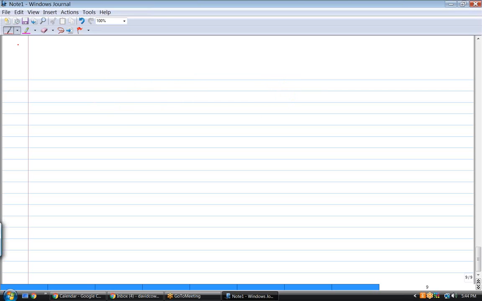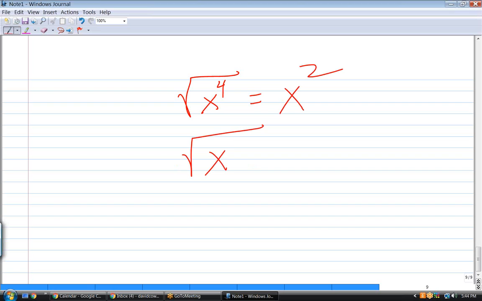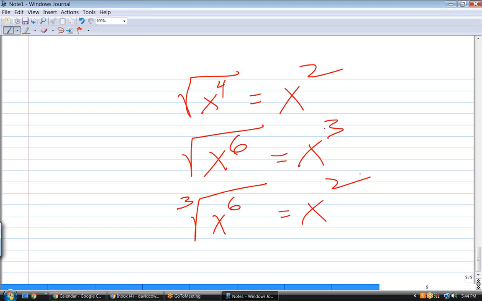All right, let's look at some variables. What is the square root of x to the 4th? X squared. Okay. What is the square root of x to the 6th? X cubed. And what is the cube root of x to the 6th? X squared. Good.